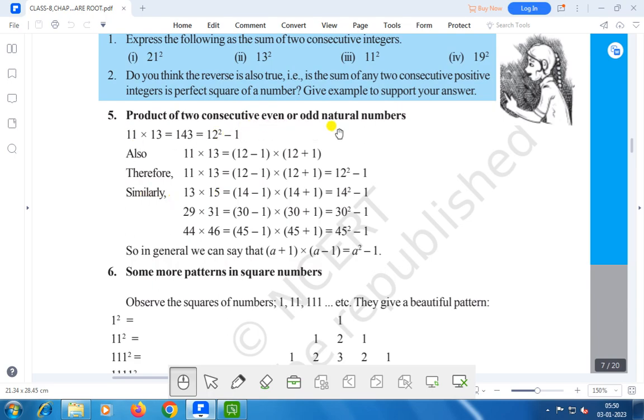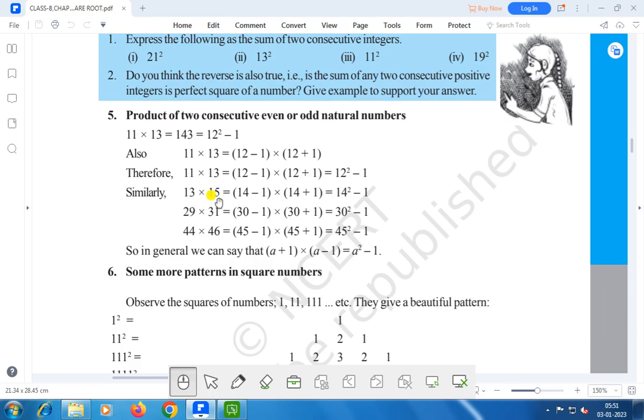Product of two consecutive even or odd natural numbers. 11 into 13 is 143. That is 12 square minus 1. 11 into 13 is equal to (12 minus 1) into (12 plus 1), that is 12 square minus 1.